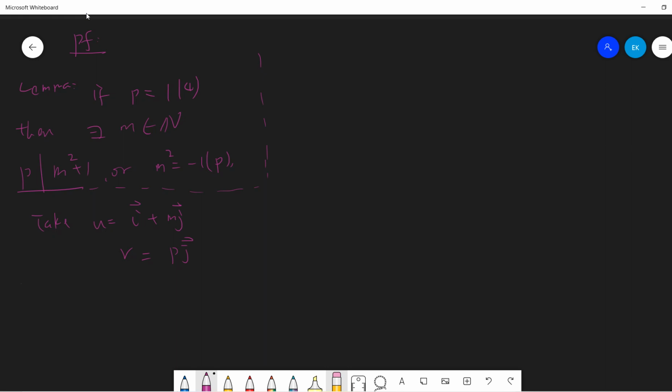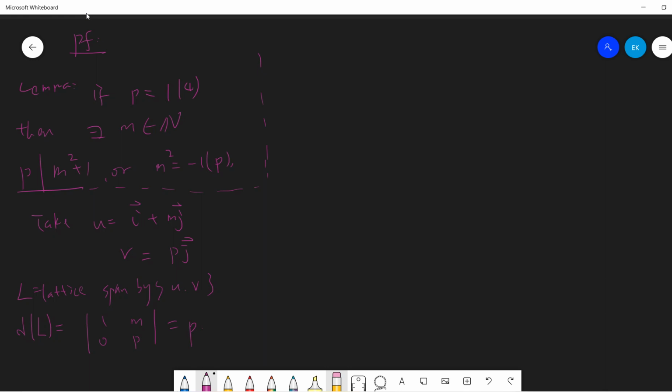Okay, so L is a lattice. I define L to be the lattice spanned by u and v. So I can compute the determinant of this L. So it's the determinant of (1, m; 0, p). So it's p. Okay.